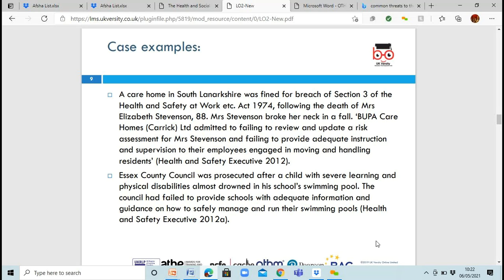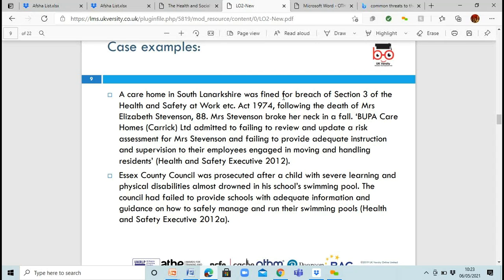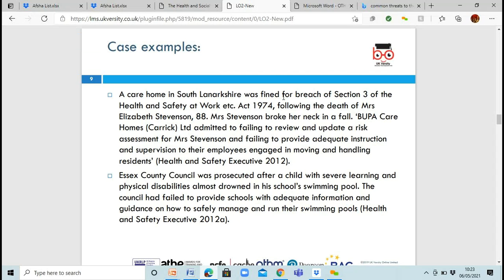So another example is Essex County Council, which was prosecuted after a child with severe learning and physical disabilities almost drowned in his school's swimming pool. The council had failed to provide schools with adequate information and guidance on how to safely manage and run their swimming pools. So another example of the Health and Safety Executive not being followed. So this section was 2.1.